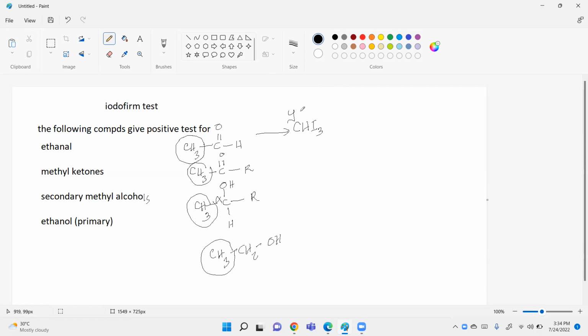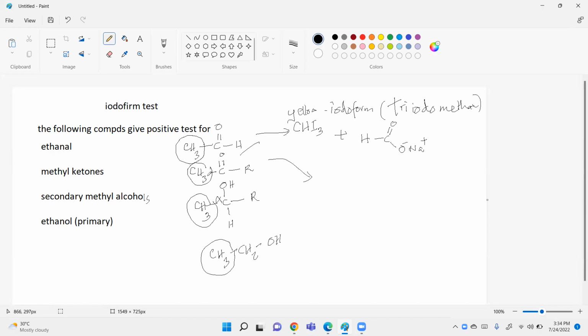This is a yellow substance. This yellow substance is identified as iodoform. But the name of this is triiodomethane. And then the other part of the molecule can go to HCOO minus Na plus, sodium salt.